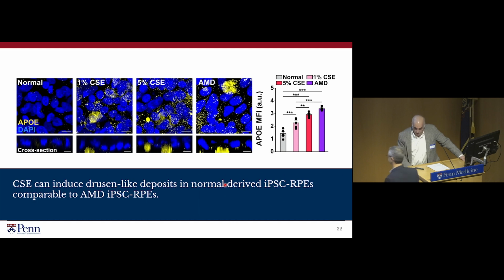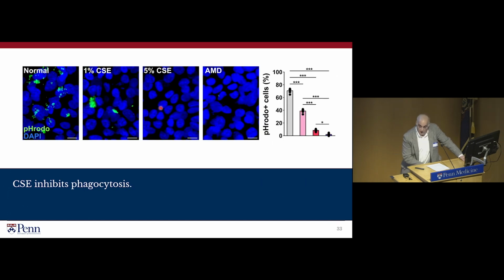Okay, I'm going to rush through this. We had further experiments on AMD RPE cells and normal RPE cells derived from a normal donor. And the number of drusen significantly increased as we increased our smoke extract. So smoking does increase the number of drusen, at least in our model.